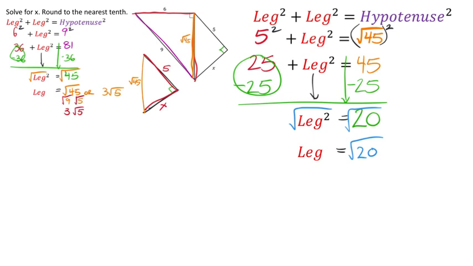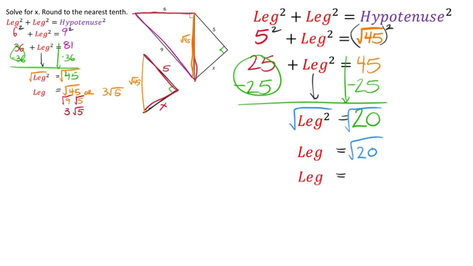Again, as a decimal, it was pretty ugly. The square root of 20, enter, 4.472135955. We don't want that ugly decimal. What we want is the, I guess they didn't say, round to the nearest tenth. Oh, I guess we do. Okay, well, fair enough.